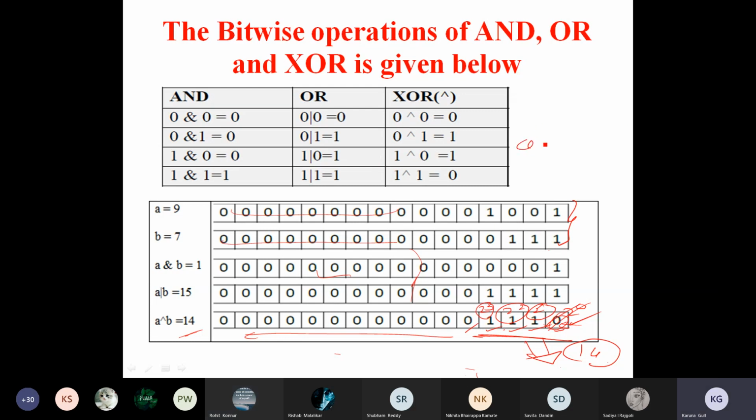Okay, so now A XOR B. XOR is this symbol. A XOR B is equal to X, and I got this as 14. A is 9, B is 7. Is this okay? Yes, ma'am.